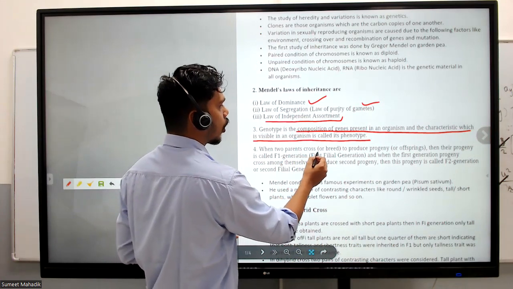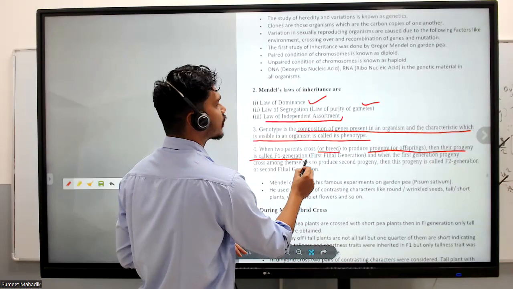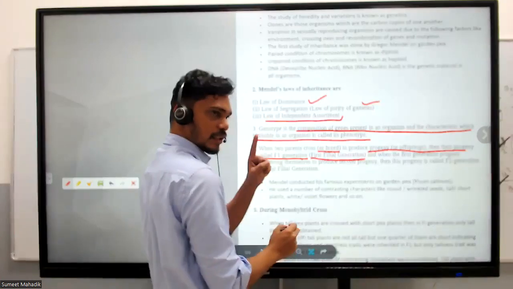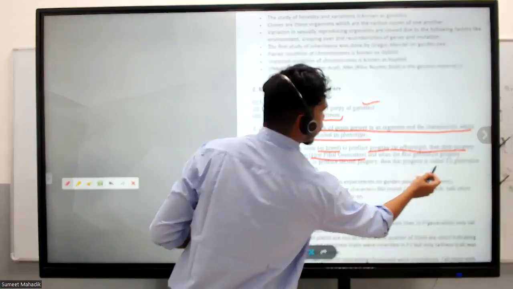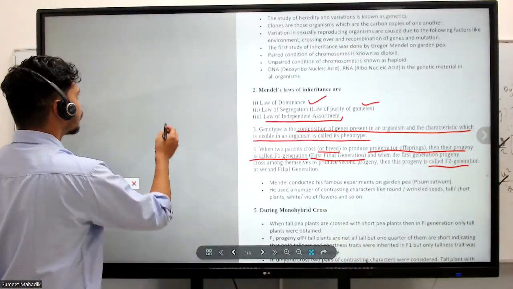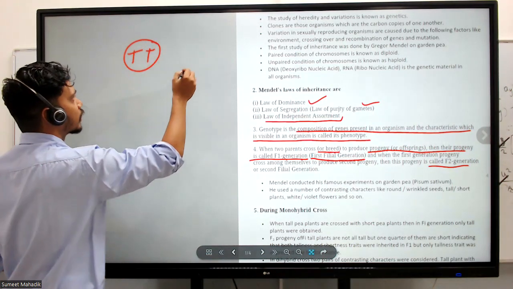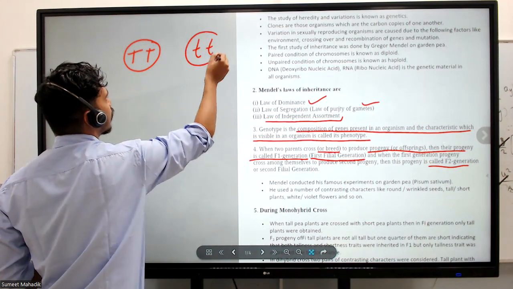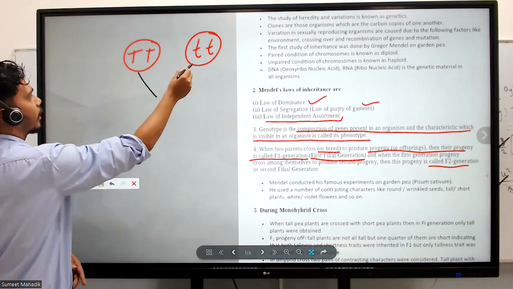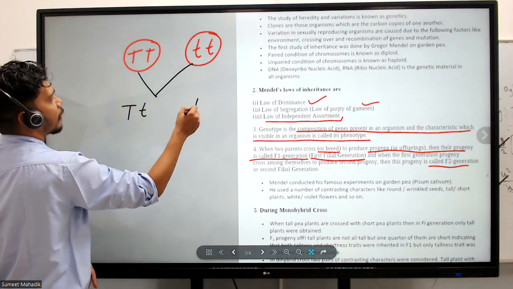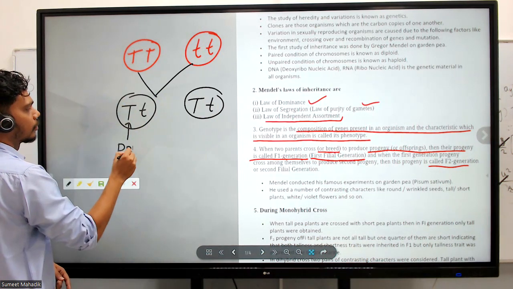When two parents cross or breed to produce a progeny or offspring, then their progeny is called the F1 generation. The first filial generation is the F1 generation. The second will be the F2 generation. For example, I take TT, a tall plant, a pure generation. I can take tt, a dwarf one. Now there is a combination of that. So when combined, I'm getting Tt. So this T is dominant over here.